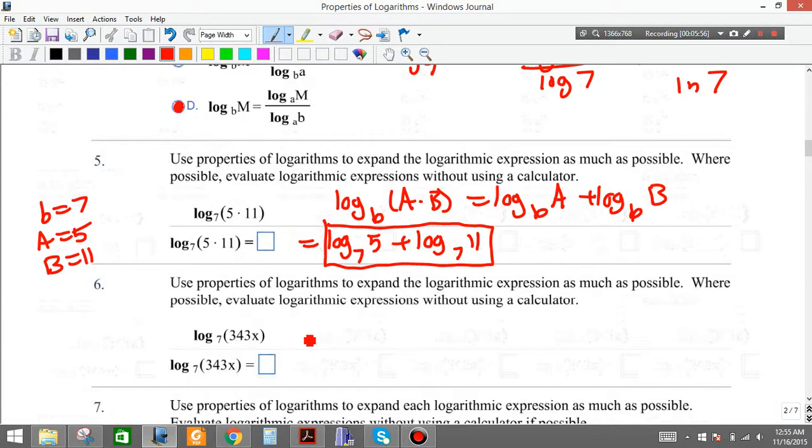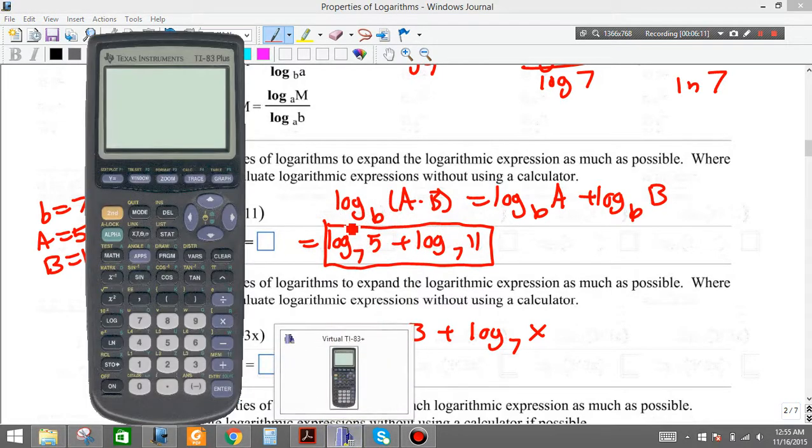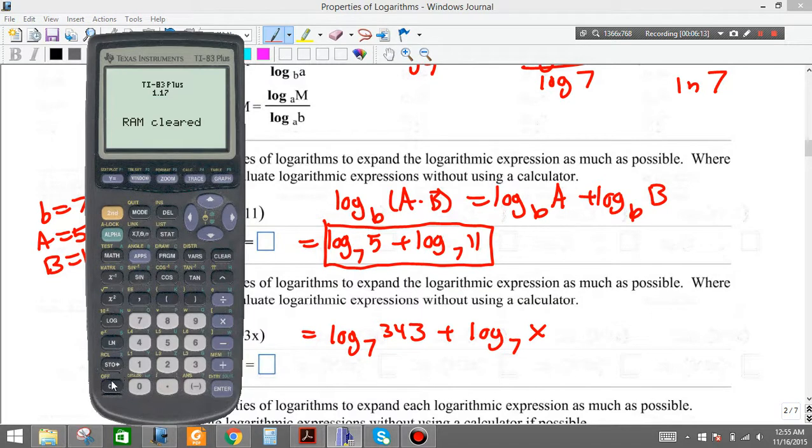Similarly, down here, this is equal to log base 7 of 343 plus log base 7 of x, with one exception. That log base 7 of 343 is actually something we can reduce. Log base 7 of 5 from the previous problem, log base 7 of 11, we just have to leave like that. But for us, log base 7 of 343, 7 to the third actually turns out to be 343.